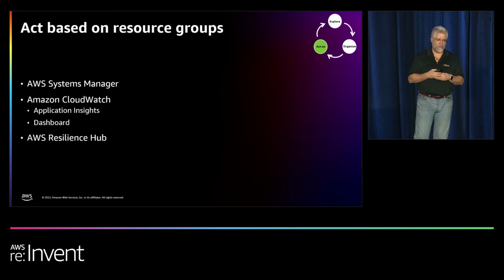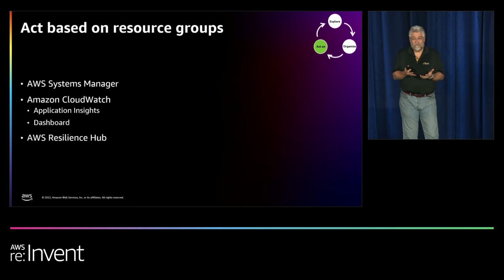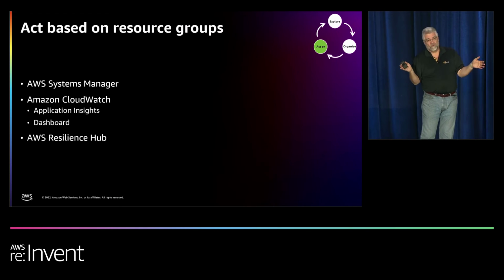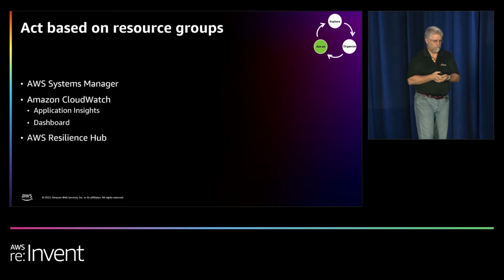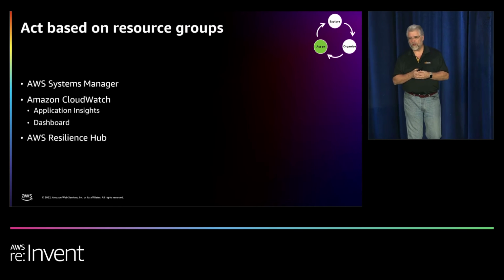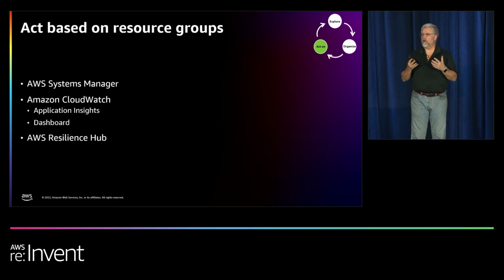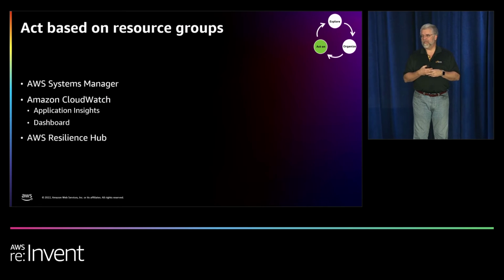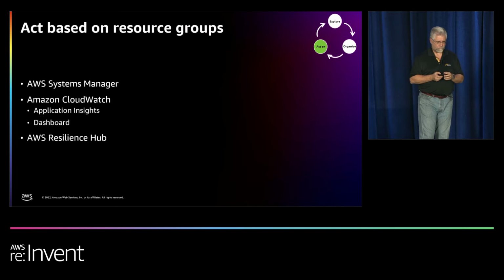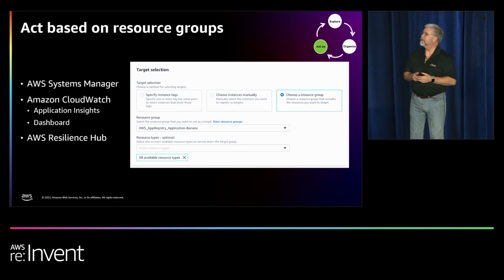Now you've got the benefit out of it, which means, given that AppRegistry envelopes all the resources in the resource group, you can point at that resource group. Big advantage. Same thing with CloudWatch. You can go in and build a dashboard by pointing at a resource group as a way of monitoring what the health is. And same thing here, you can point at a resource group and take advantage of what you've done there.